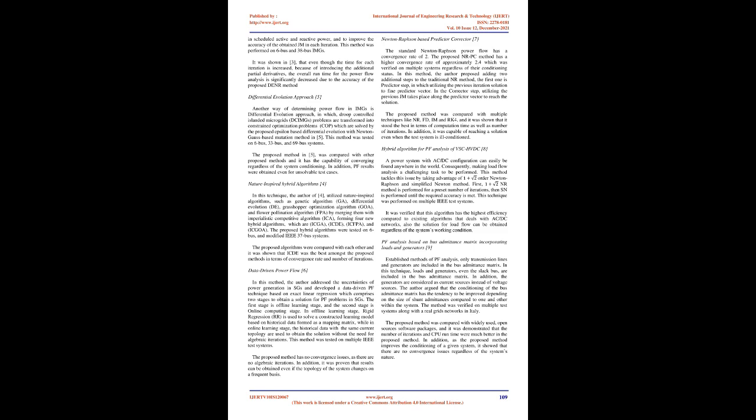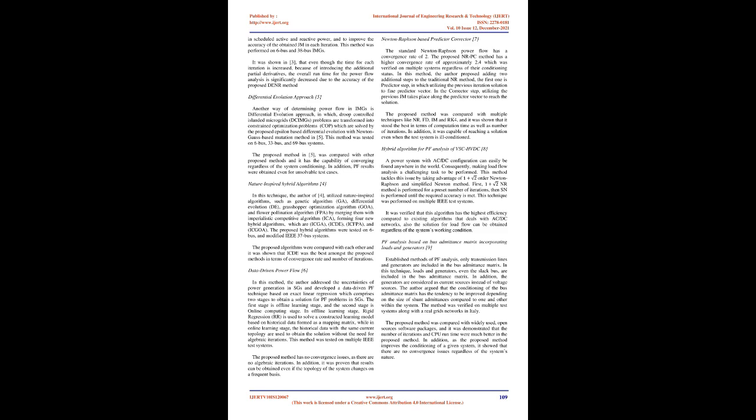As a consequence of introducing this droop control scheme, the scheduled power generations for DGs vary. In order to overcome this issue, additional partial derivatives were added to the Taylor series expansion to minimize the deviations in scheduled active and reactive power, and to improve the accuracy of the obtained JM in each iteration. This method was performed on 6-bus and 38-bus IMGs.